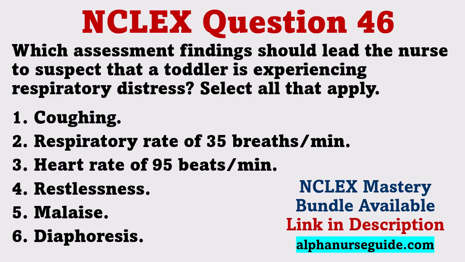The correct answers are 1, 2, 4, 6. Coughing, especially at night and in the absence of an infection, is a common symptom of asthma. Early signs of respiratory distress include restlessness, tachypnea, tachycardia, and diaphoresis. Other signs also include hypertension, nasal flaring, grunting, wheezing, and intercostal retractions. A heart rate of 95 beats per minute is normal for a toddler. Malaise typically does not indicate respiratory distress.